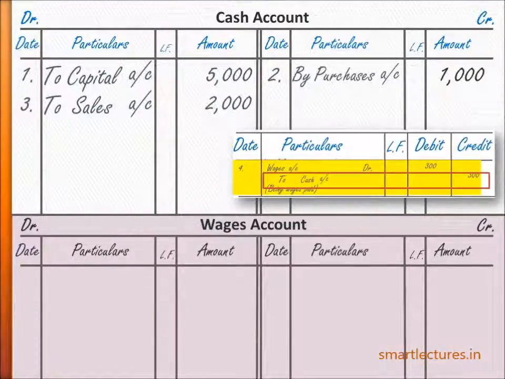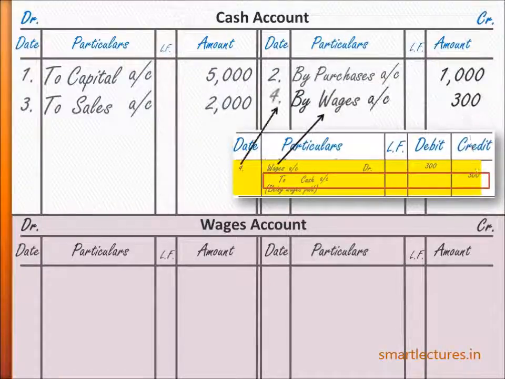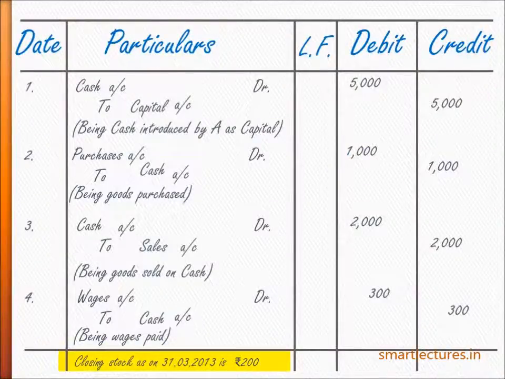Now on the cash count. Cash count has been credited by rupees 300 in the journal entry. So we have to credit cash count in the ledger posting. It means we have to write down rupees 300 on the credit side of cash count. In the amount column 300, and in the narration column "By wages", and the date is 4. Now closing stock. There is no journal entry for closing stock. In this way, we have done the ledger posting.